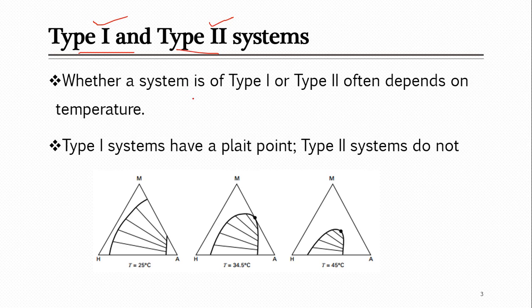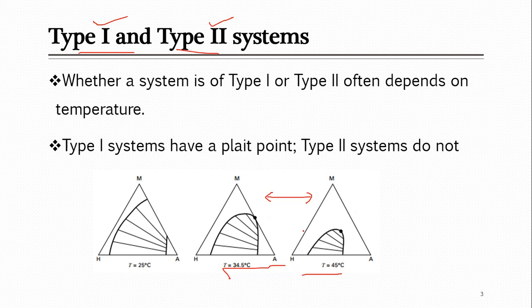When you are looking at whether a system is type 1 or type 2, sometimes we have the same three liquids but they behave differently at different temperatures. This is an example from your book, you can read the names of those chemicals. For some temperatures they behave like type 1, while for others they behave like type 2. If you look at these diagrams, the last two are at temperatures of 34.5 degrees C and 45 degrees C, and the same three chemicals are behaving like type 1.